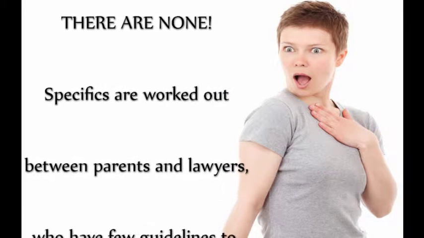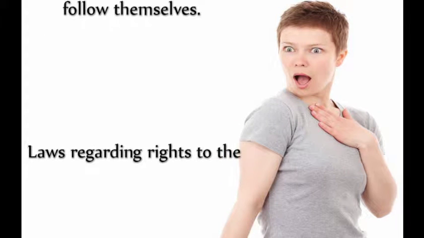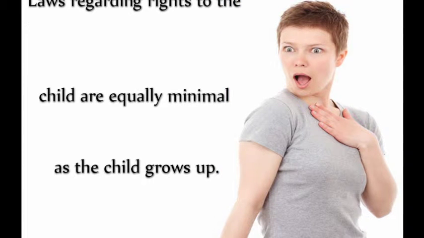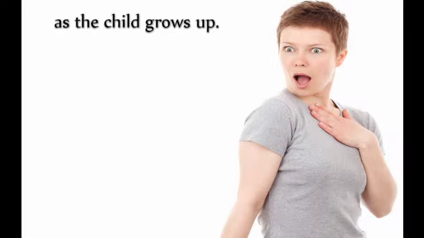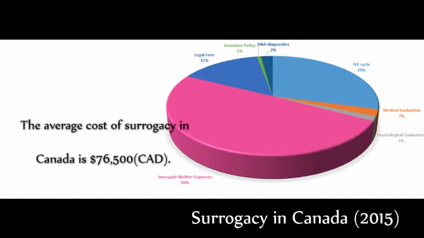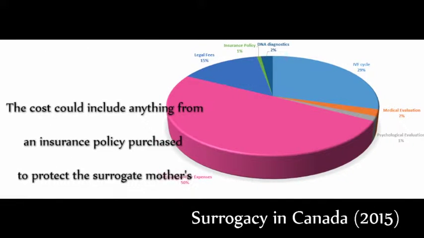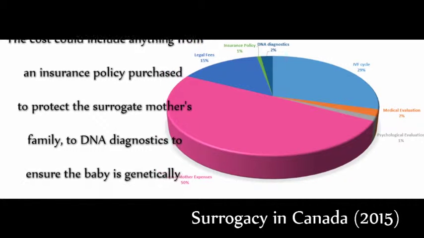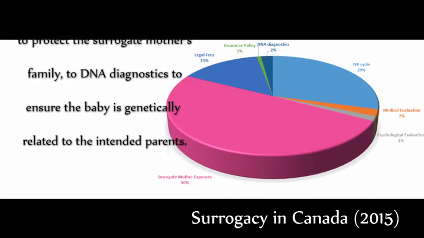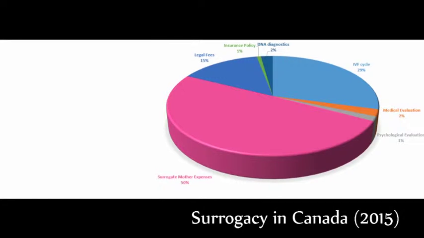Specifics are worked out between parents and lawyers, who have few guidelines to follow themselves. Laws regarding rights to the child are equally minimal as the child grows up. The average cost of surrogacy in Canada is $76,500. The cost could include anything from an insurance policy purchased to protect the surrogate mother's family, to DNA diagnostics to ensure the baby is genetically related to the intended parents.